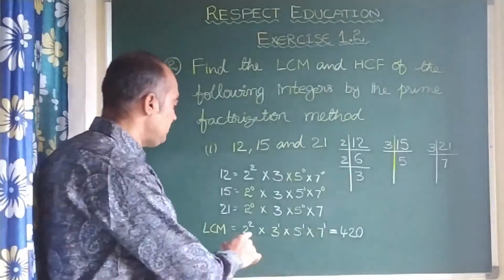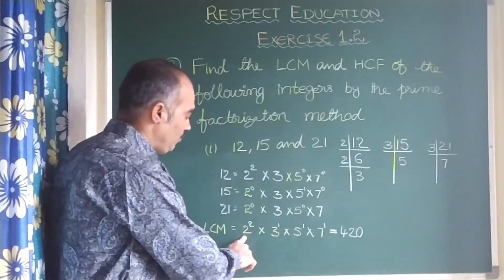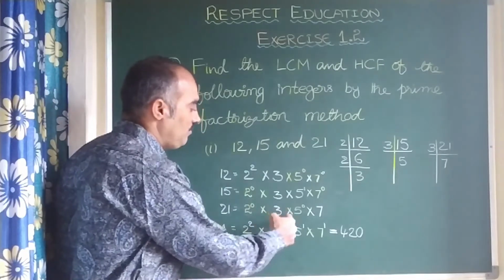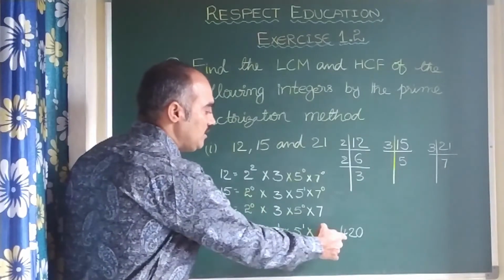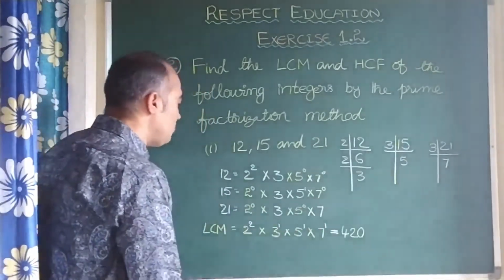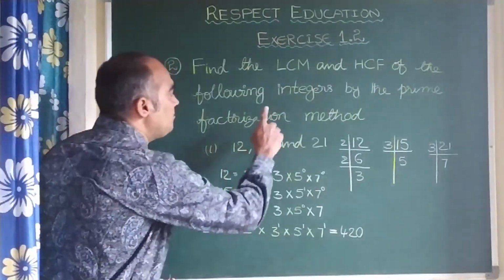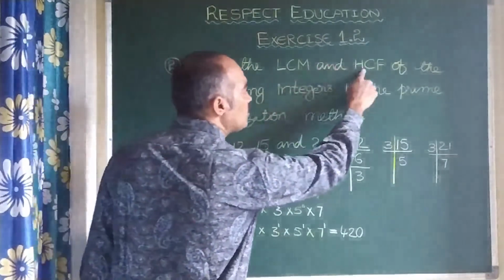Clear? I repeat it, children. 2 square is 4, 4 3s are 12, 12 5s are 60, 60 into 7 is 420. Now you see here how to find HCF. Okay, we need to find both, children, LCM and also HCF.